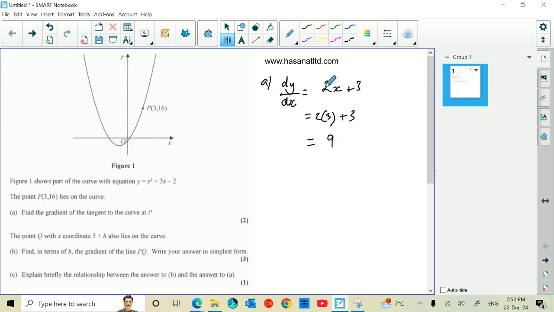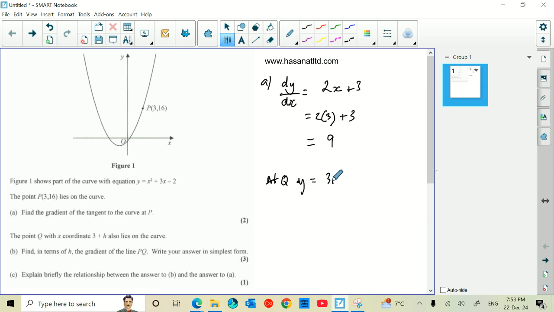Part B now says the point Q with x coordinate 3 plus h also lies on the curve. Find in terms of h the gradient of the line PQ. Write your answer in simplest form. So at Q then, we write at Q y is equal to, and we're going to substitute that 3 plus h into x squared plus 3x minus 2.